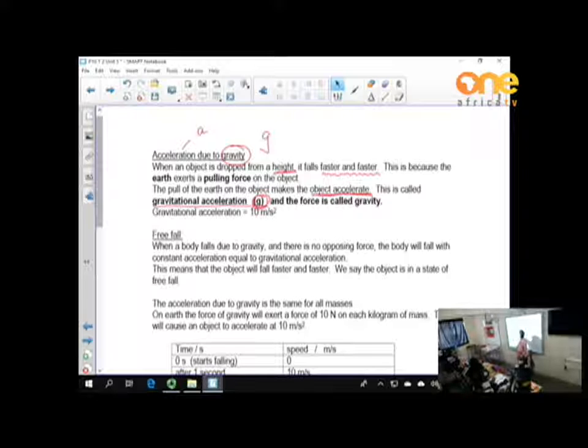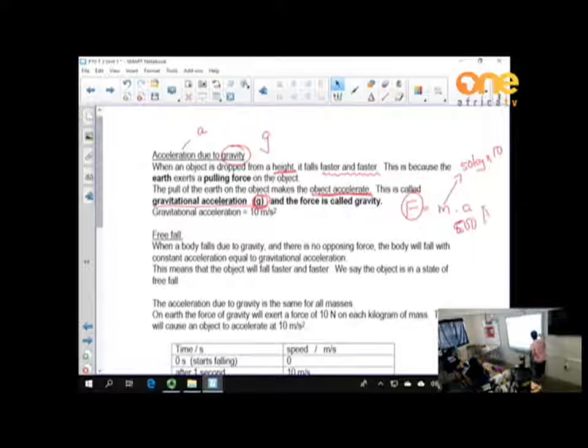So the force that makes you accelerate towards the Earth is known as gravity. If there was no gravity, would you have weight? No. Your weight is a direct result of gravity. When we work with weight, we say your weight is a force, and we can calculate force as mass times acceleration. We've been working with it. If you have a mass of 50 kilograms, what is your weight? Yes, we multiplied with 10, so you would get 500 newton.